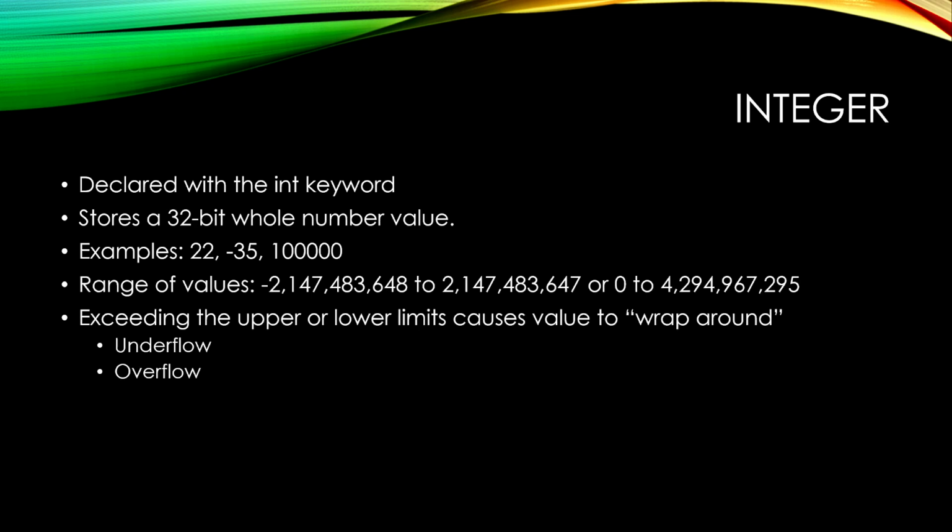Integers. These are exactly as they were in Python with one difference, so they're declared using the int keyword. By default, it stores a 32-bit whole number value. So any whole number generally within the range of these numbers here. So that's negative 2,147,000,000, so on and so forth, to positive the same thing. Or, as an unsigned, it's from 0 to 4,294,000,000, so on and so forth.